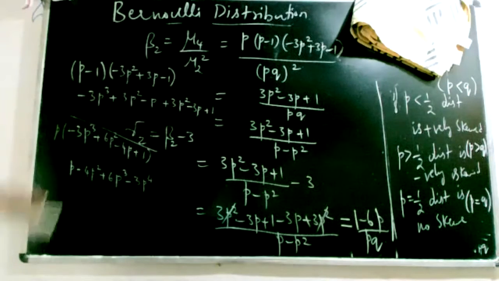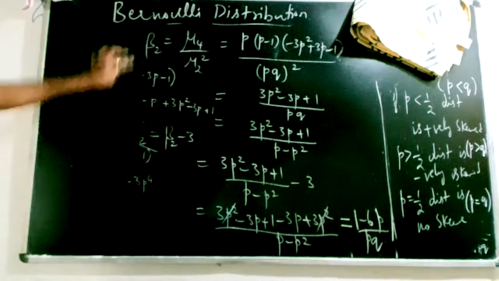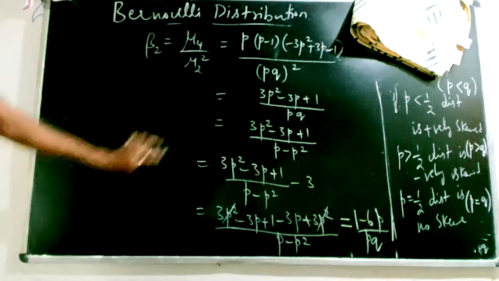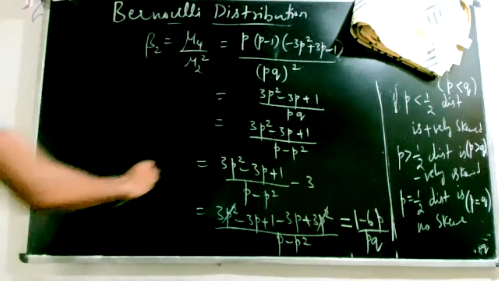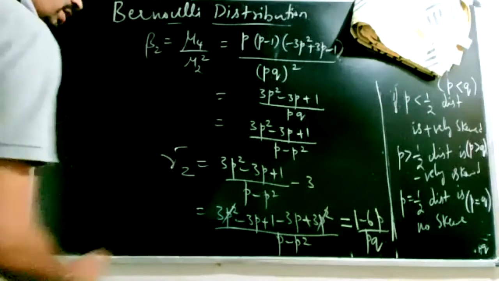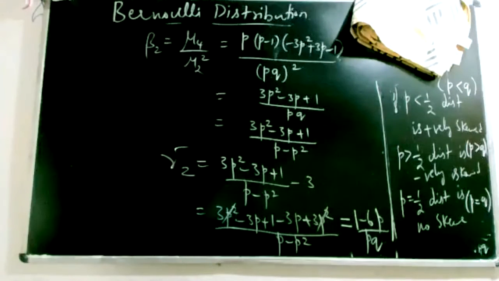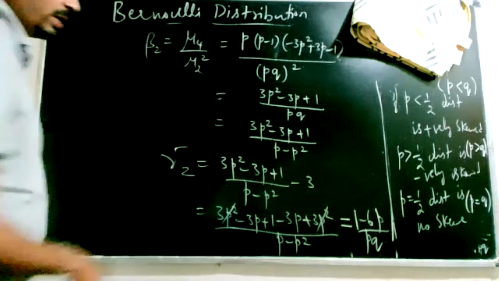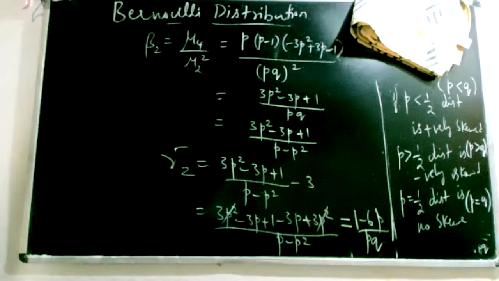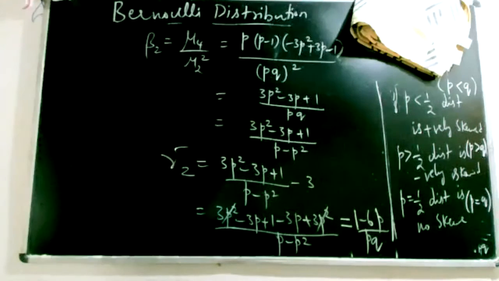I'll check the calculations again, let me do it once more. So we'll use the final result, which is gamma 2 equal to 1 minus 6pq. So gamma 2 greater than 0 implies p should be less than 1 by 6, and p equal to 1 by 6 and p greater than 1 by 6 respectively for the lepto, meso and platykurtic.